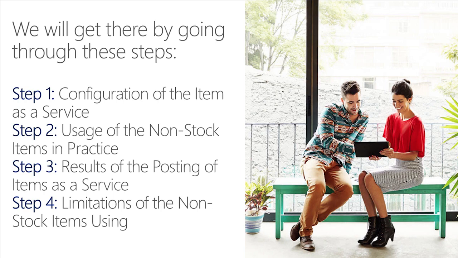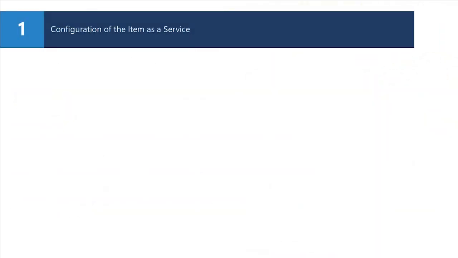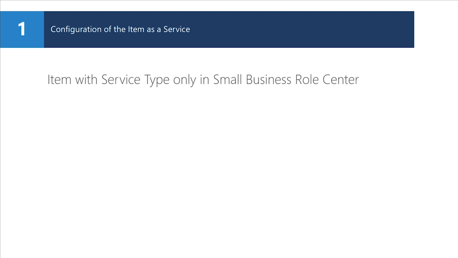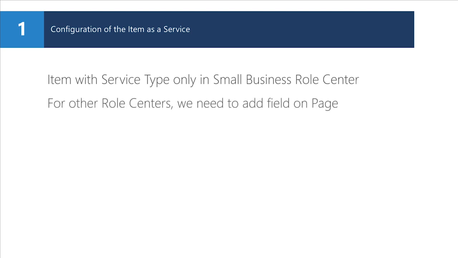Let's start. First, when you run your Microsoft Dynamics NAV, you can find the configuration of items with service type only in Small Business Role Center. For all other role centers, you will not find this configuration and we need to add it.